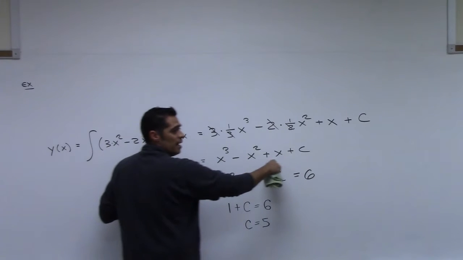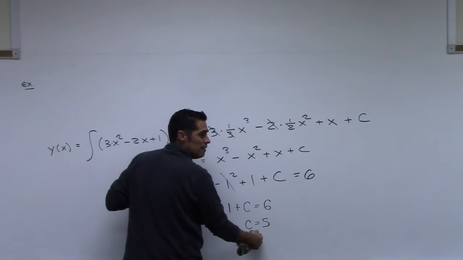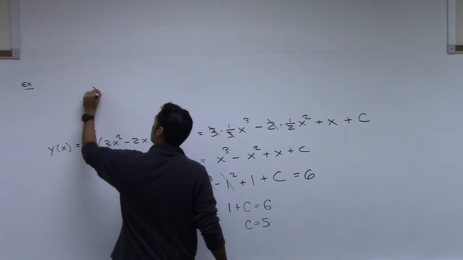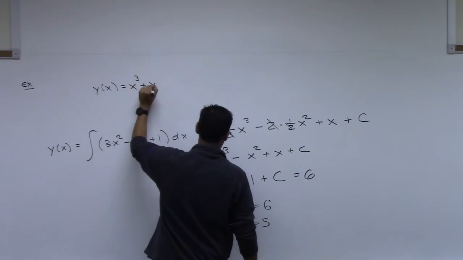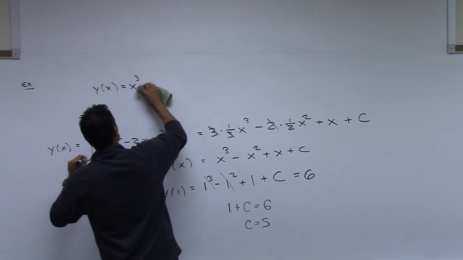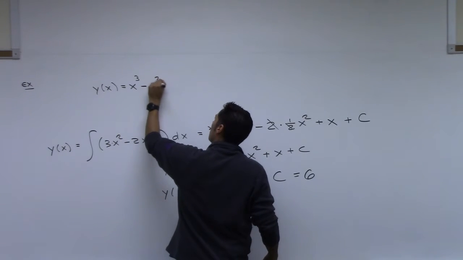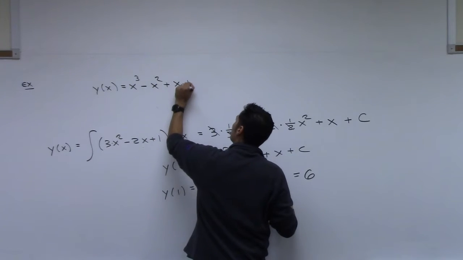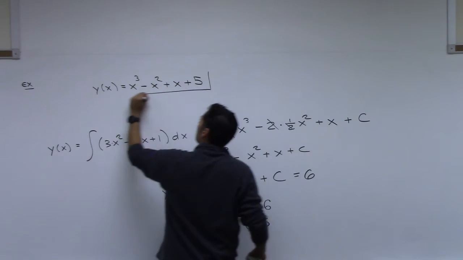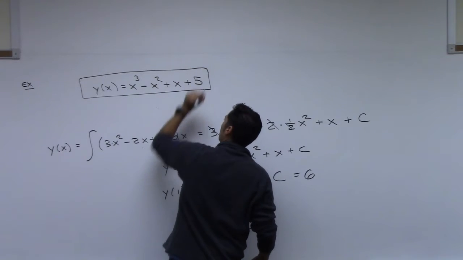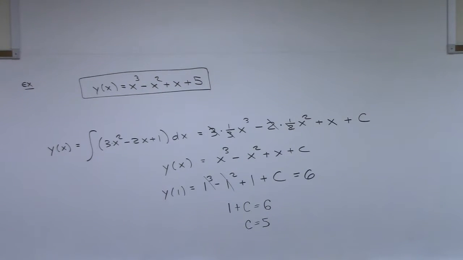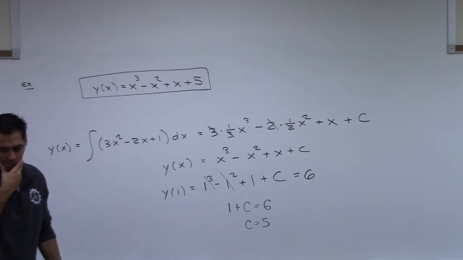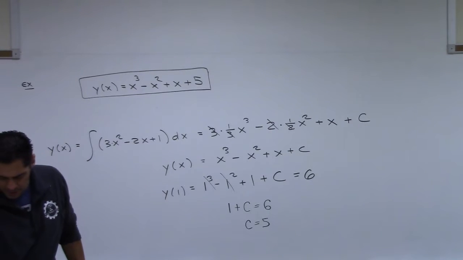It's all of this again, but replace c with 5, right? So your answer is y of x equals x cubed minus x squared plus x plus 5, and box it up. Feel all right about that?